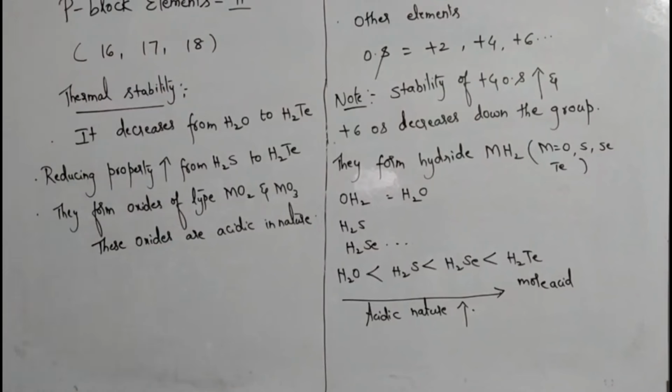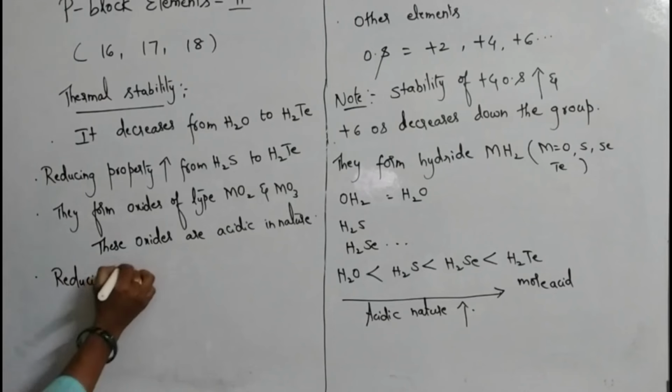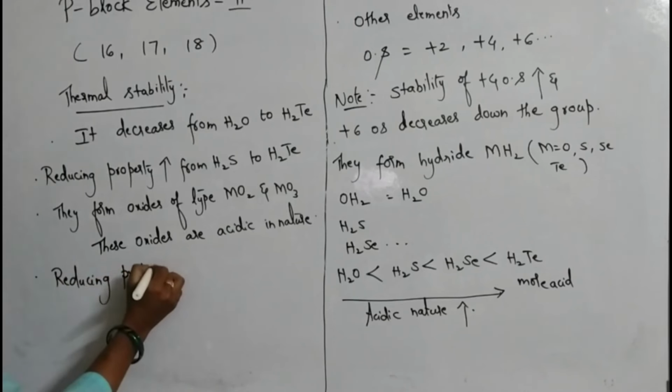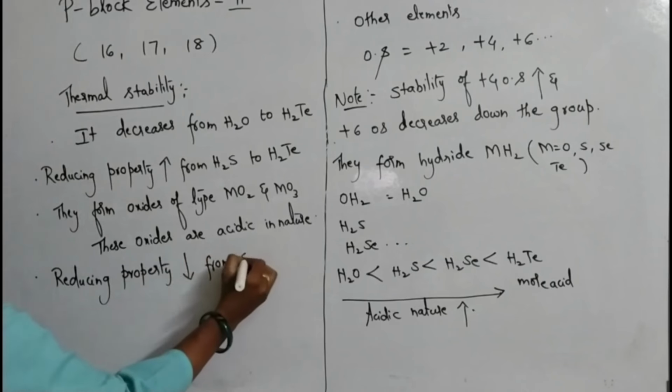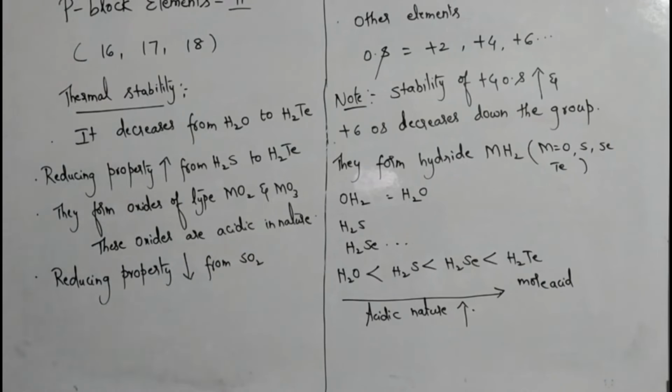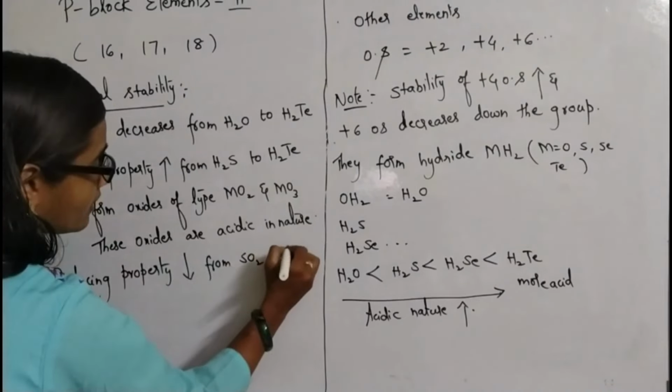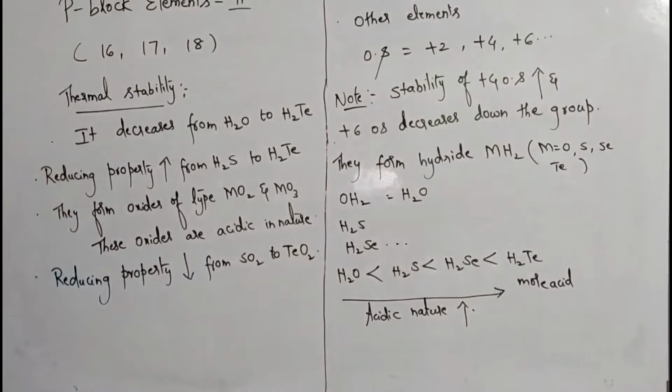And reducing property decreases from SO2 to TeO2. Reducing property of oxides decreases from SO2, sulfur dioxide, to TeO2, tellurium oxide. Reducing property decreases from sulfur dioxide to tellurium oxide.